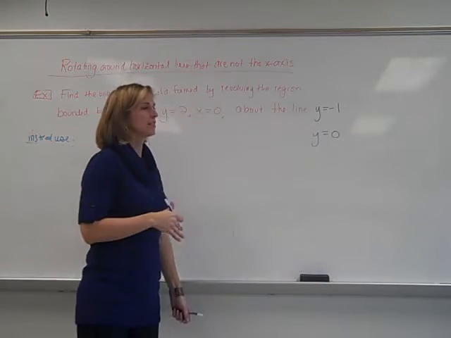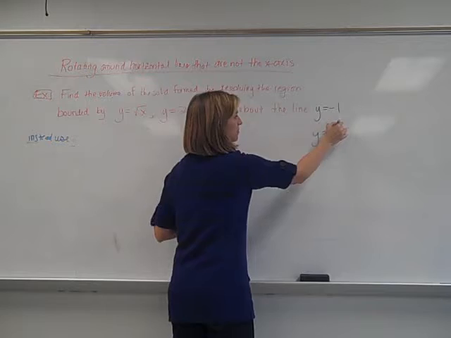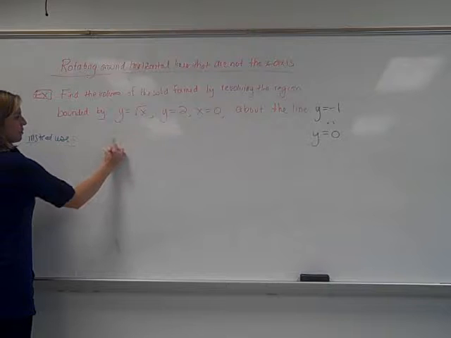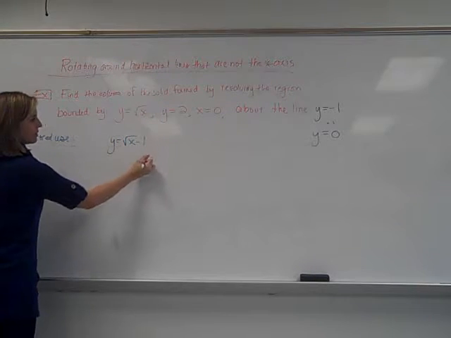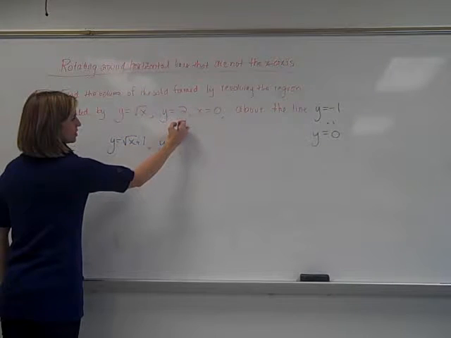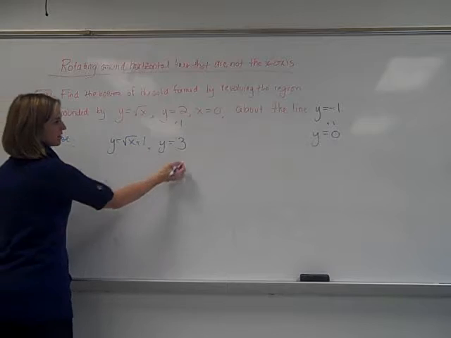So I just think, well, what does it take to get me from negative 1 to 0? All I would have to do is add 1. So once I'm clear about what I did to get from their axis of rotation to mine of y equals 0, I do that to everything. So I'm going to have y equals square root of x minus 1. I'm sorry, plus 1. And y equals 2 plus 1, which is 3.